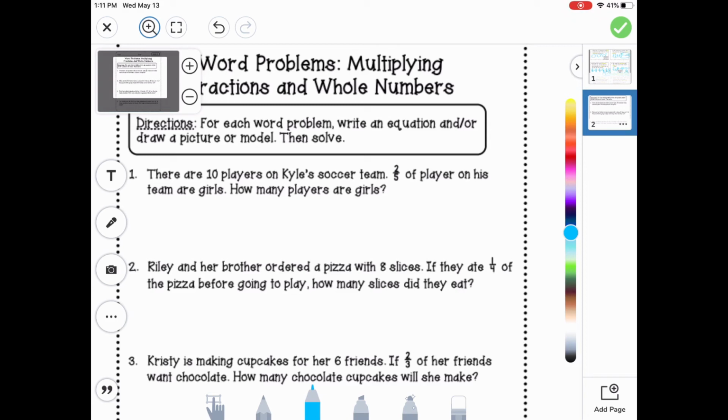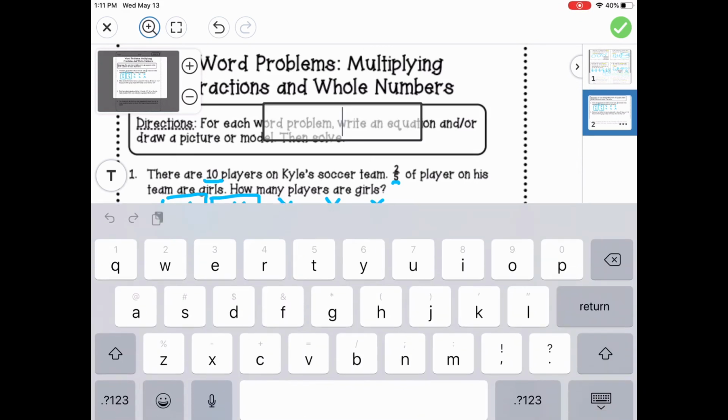So if I have 10 players and I need to break them, this is actually reminding me of the coin problems we did a couple of weeks ago. So I have 10 players and I need to break them into fifths. So I have 1/5, 2/5, 3/5, 4/5, 5/5. So I've got my 10 players and they're broken into fifths. So there's 2/5 of the team. That would be a total of 4 players. So 4 of the players are girls.